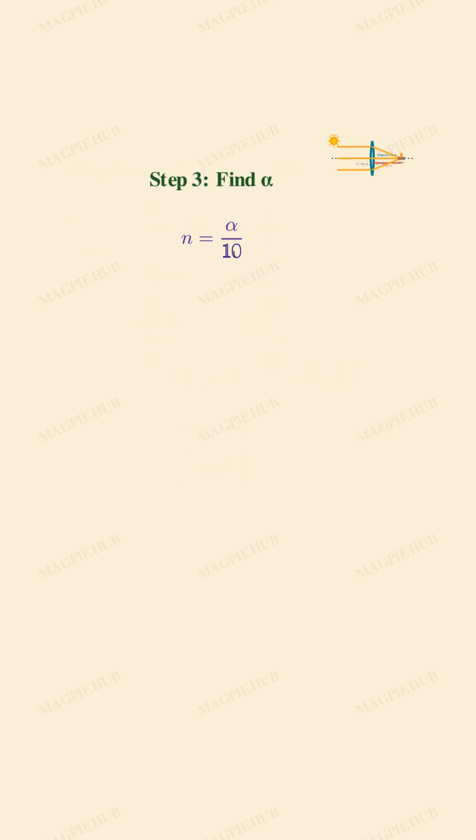Step 3. Find alpha. We are given that the refractive index n equals alpha over 10. We found n equals 2. So, 2 equals alpha over 10. Solving this, alpha equals 2 times 10, which gives us alpha equals 20. The correct answer is alpha equals 20.